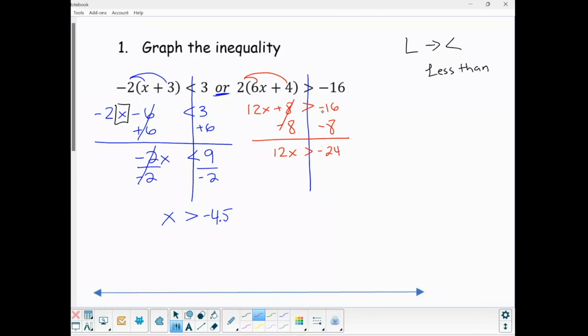Remember, when you're adding and subtracting, same sign, keep the sign and add. Divide by 12, divide by 12. Because this 12 is not a negative, we do not flip the sign. So x is greater than -2. Now we're going to graph it.